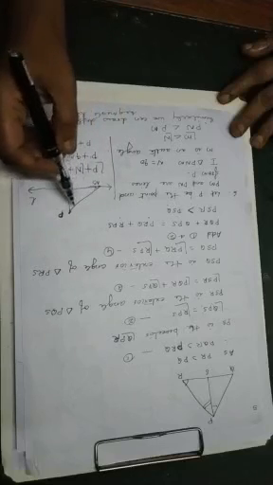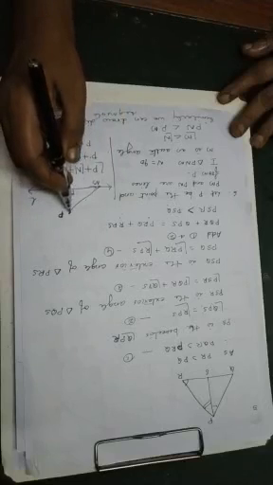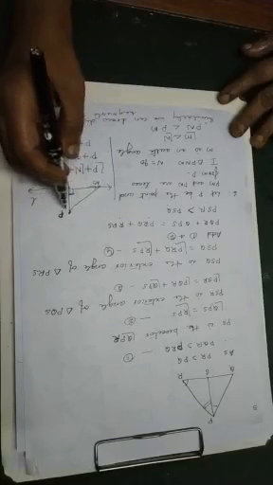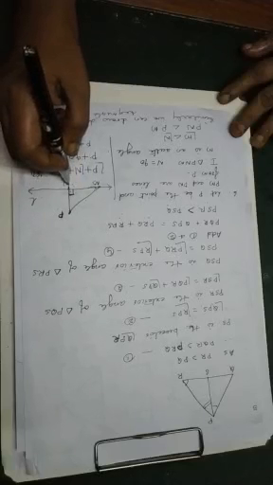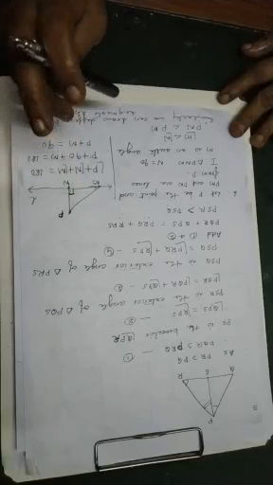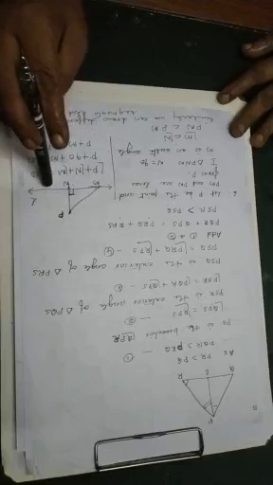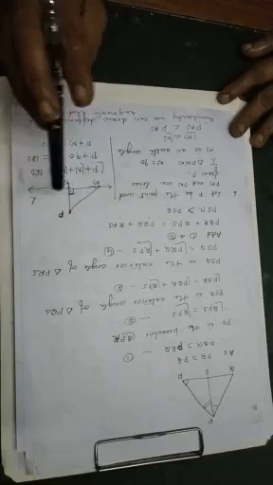And what is PN? PN is the perpendicular distance from P. So the perpendicular distance is the shortest from a point to another line not containing that point.